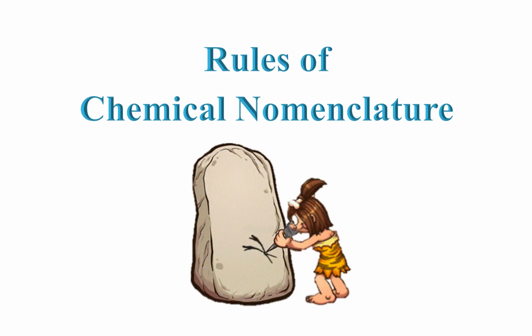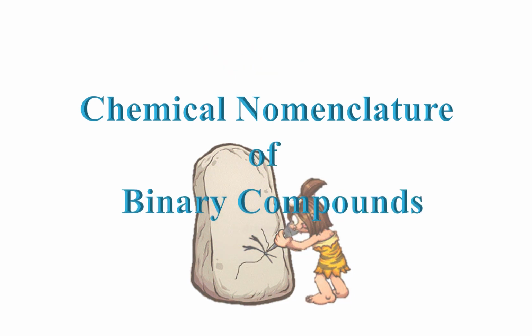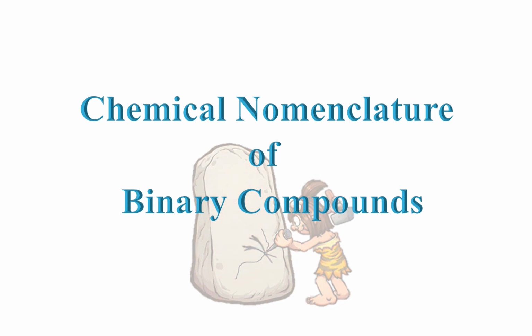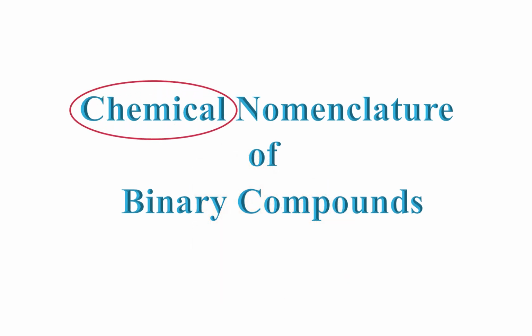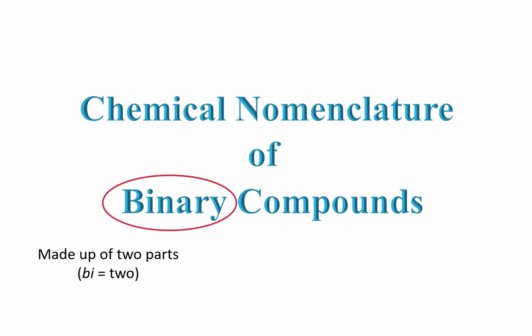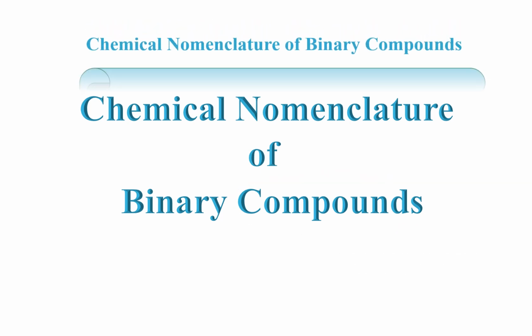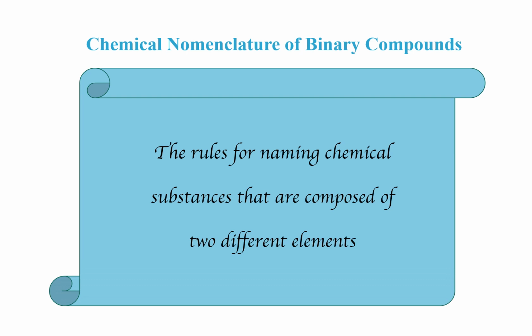The topic is huge, but we will narrow it down to chemical nomenclature of binary compounds. Let's define each word in the title. Chemical refers to the study of chemistry or the study of how substances react. Nomenclature is any system devised for naming things. Binary means made up of two parts, and compounds are substances made up of more than one element. So this topic involves the study of the rules for naming chemical substances that are composed of two different elements.